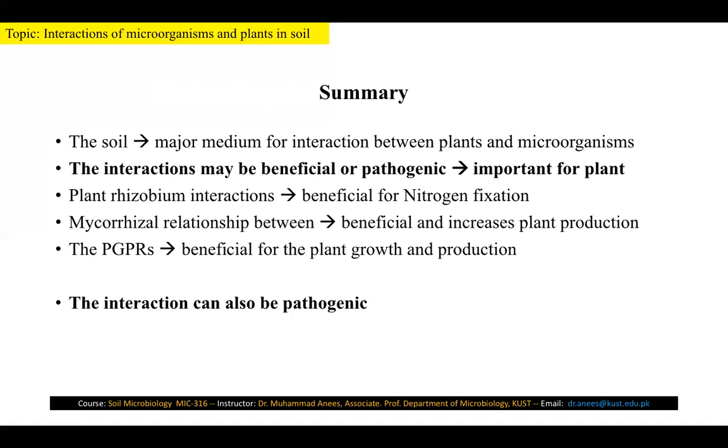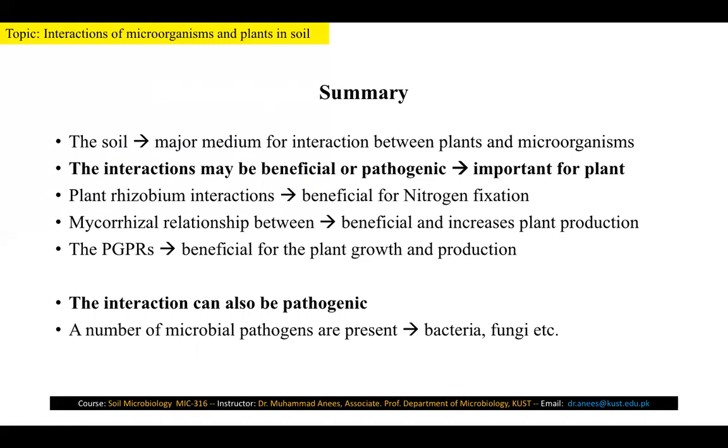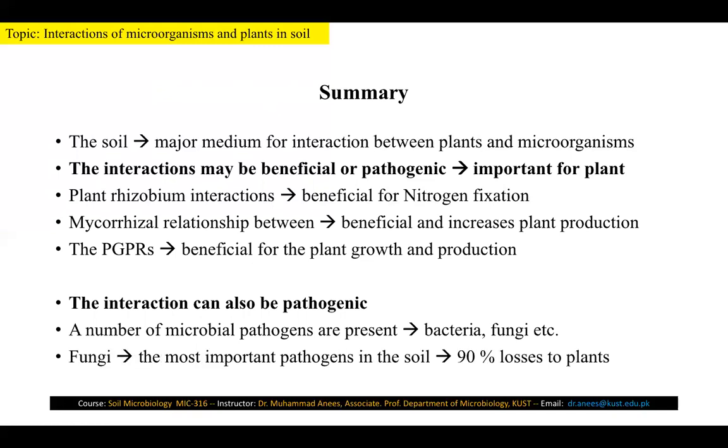And then interactions can also be pathogenic. There are a number of microbial pathogens that are present in the soil, including bacteria and fungi. Fungi are the most important pathogens in the soil, and they are responsible for causing huge losses, up to 90% losses have been reported so far. So this is all about it.